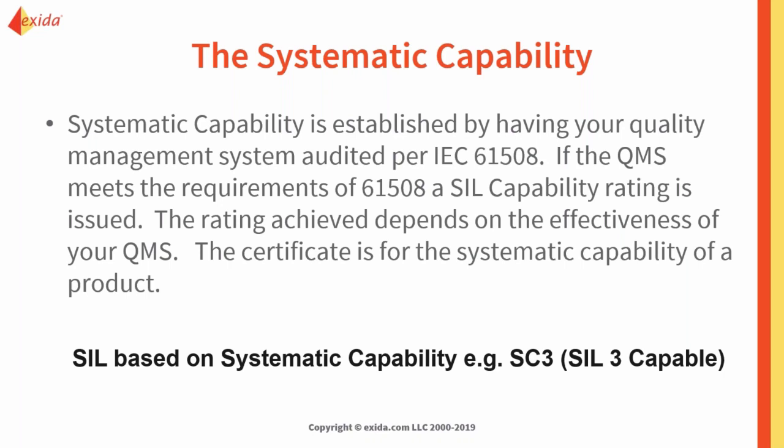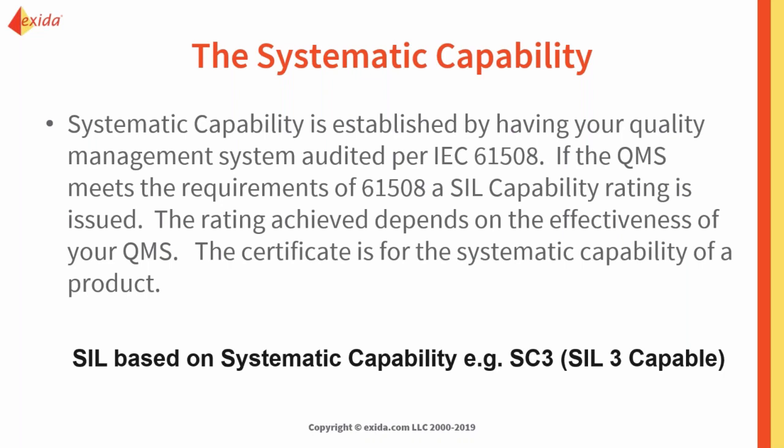The systematic capability is when a third party, someone like Exida, would come in and audit the quality management system against all of those requirements, making sure that each one of the requirements is met. If any requirement in the standard is not met, the systematic capability is not achieved. This is what is really shown on the certificate of a product.